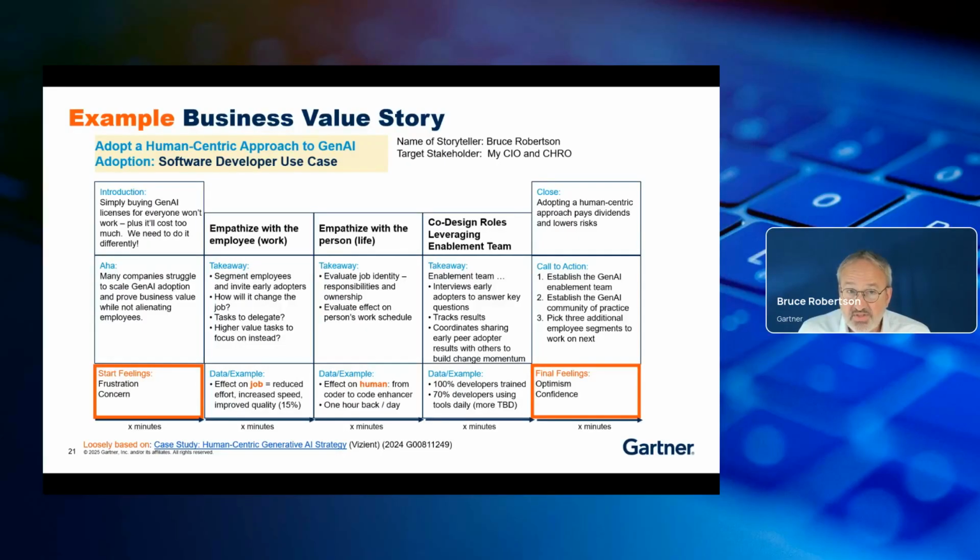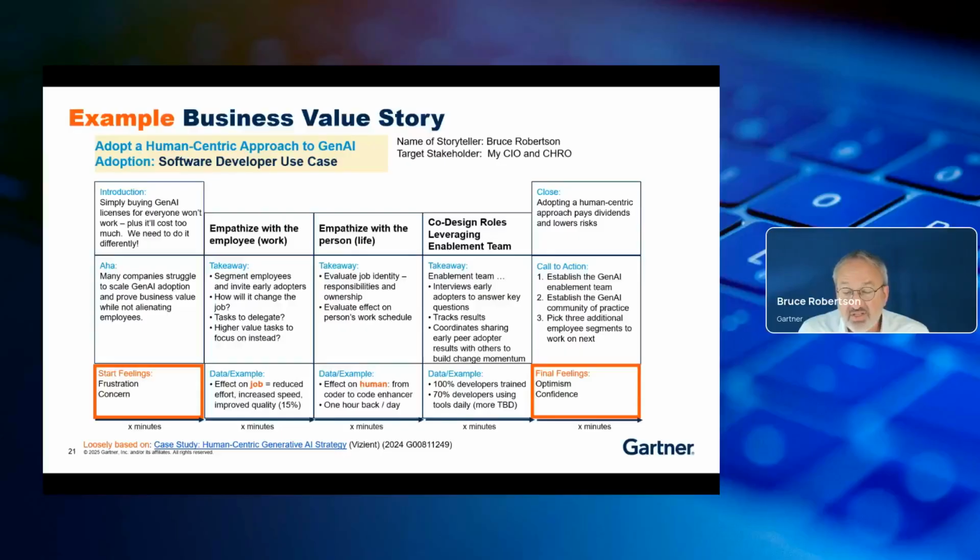We've got to track the results of the campaign and coordinate the sharing of our early peer adopter results with others that haven't yet started on their adoption to really build momentum for the overall rollout. So our data and example include, of course, the data that the Vizient case study showed that 100% of their developers are trained so far, with the 70% using the tools daily. Now, our advice is that you adopt a human-centric approach, and it will pay dividends and lower our risks.